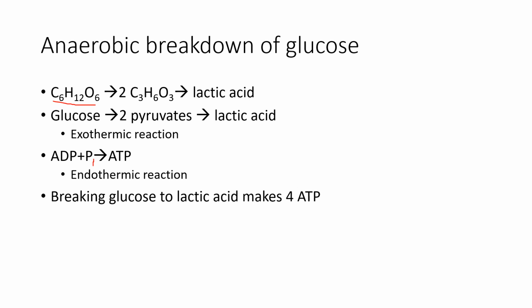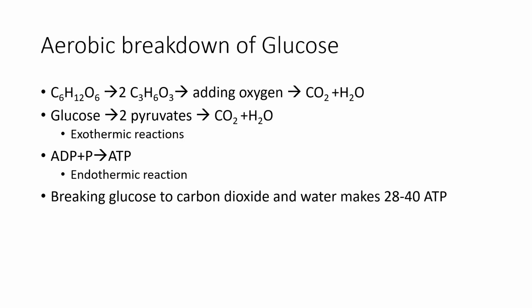So you break down glucose to lactic acid, you end up making about 4 ATP. I'll talk more about that a little bit later. But I want to now move to the aerobic breakdown of glucose. Now, the first part of breaking glucose down so it can be used aerobically, you have to break glucose to the 2 pyruvates. That is an exothermic reaction, and then you can add a bunch of oxygen and take the pyruvate and break it down to carbon dioxide and water. A lot more reactions, a lot more breaking it down, so we get a lot more exothermic reactions.